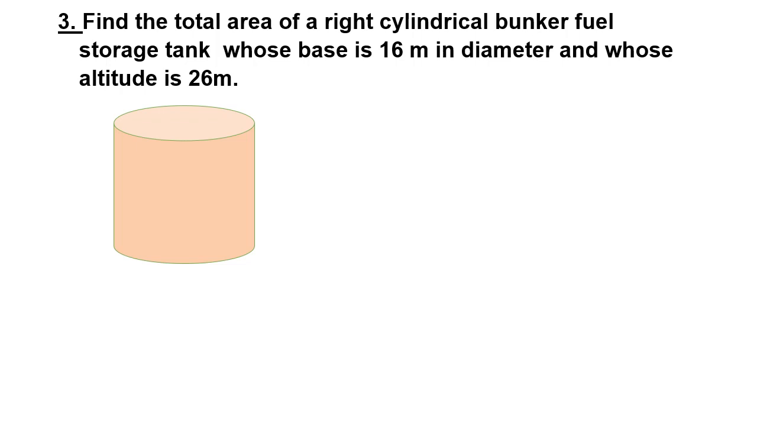Find the total area of a right cylindrical bunker fuel storage tank whose base is 16 meters in diameter and whose altitude is 26. So, your solution. Height is 26 meters and the diameter D equals 16 meters.